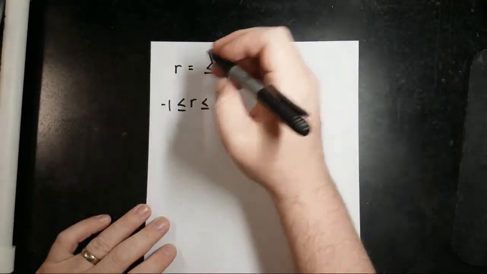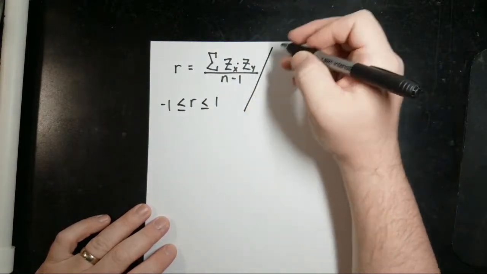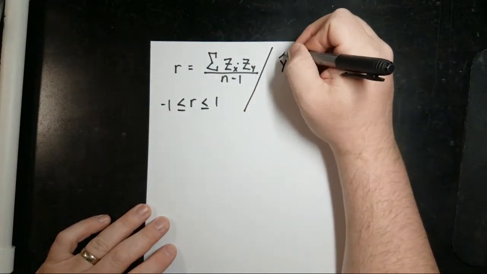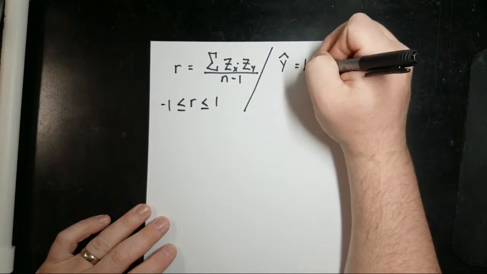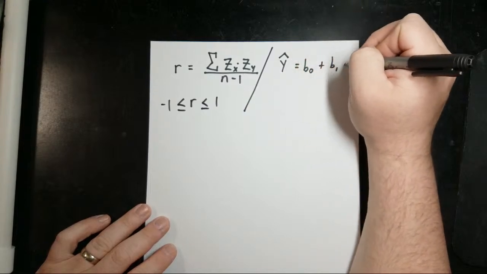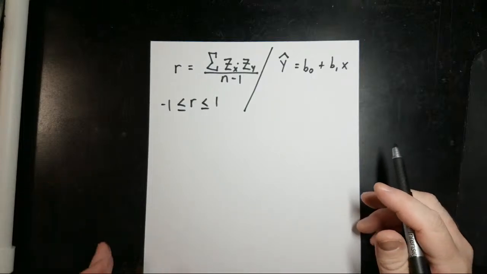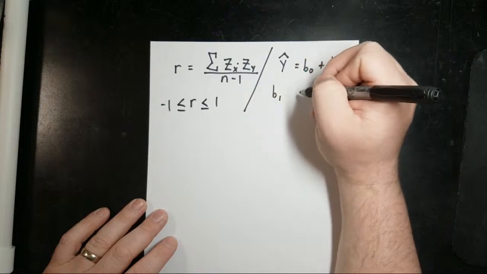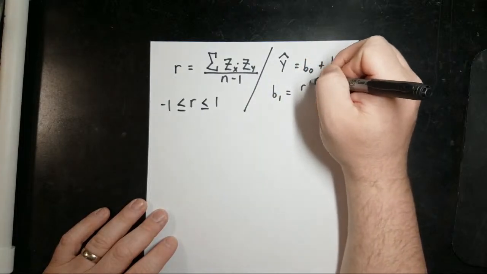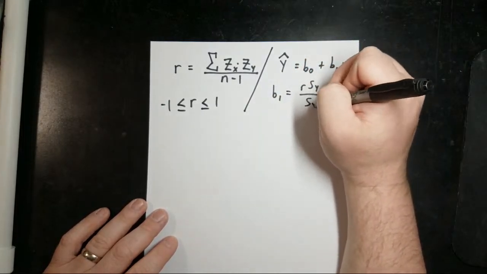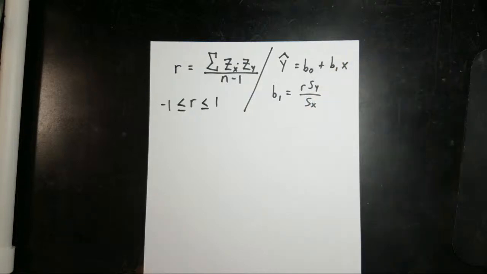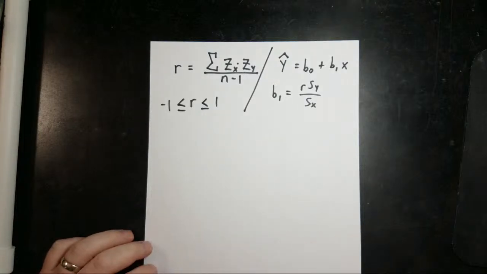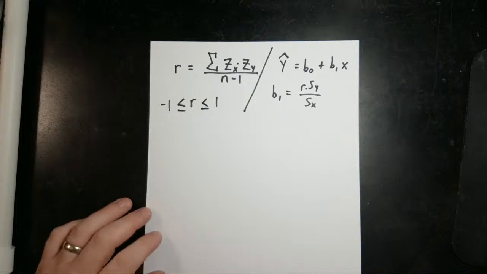There are formulas on the formula sheet that they tend to give you. They tend to give you y hat equals b sub 0 plus b sub 1 x, which is nothing more than your y equals mx plus b. Your m, being your slope, is your b sub 1. Typically we say change in y over change in x, but in this case it's the standard deviation of y over the standard deviation of x, times r. And that would give you the value of your slope.